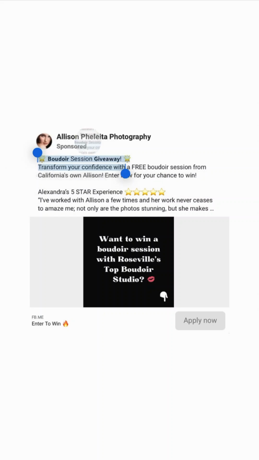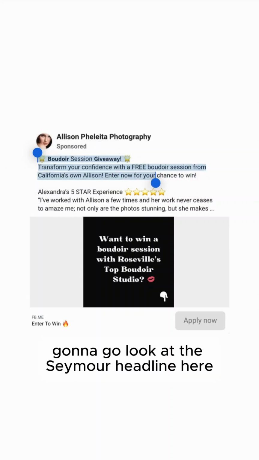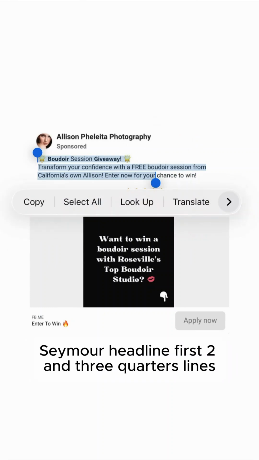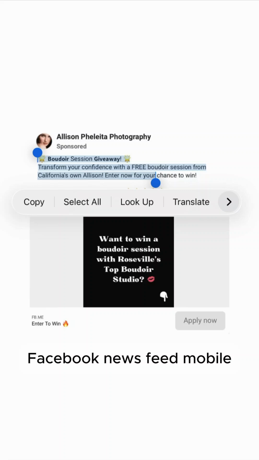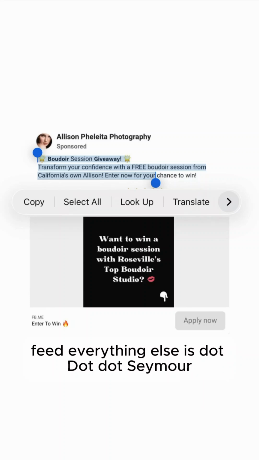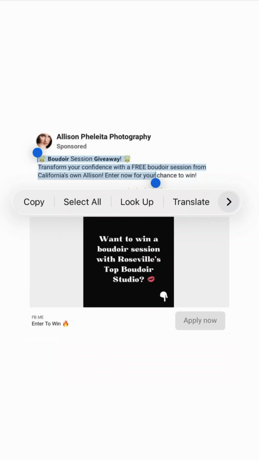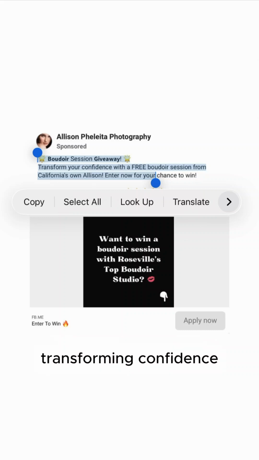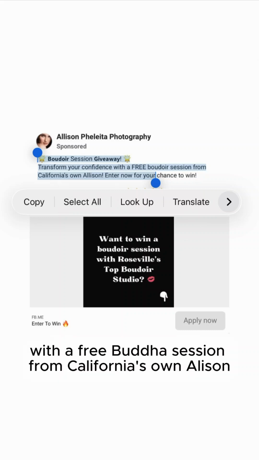Now, gonna go look at the see more headline here. It's the last place a mistake can occur. See more headline, first 2 3/4 lines, Facebook newsfeed mobile. This is the only thing that can be seen on the newsfeed. Everything after is see more on the quarter line on line 3, or it's hidden below that. So Boudoir session giveaway, transforming confidence with a free Boudoir session from California's own Allison.